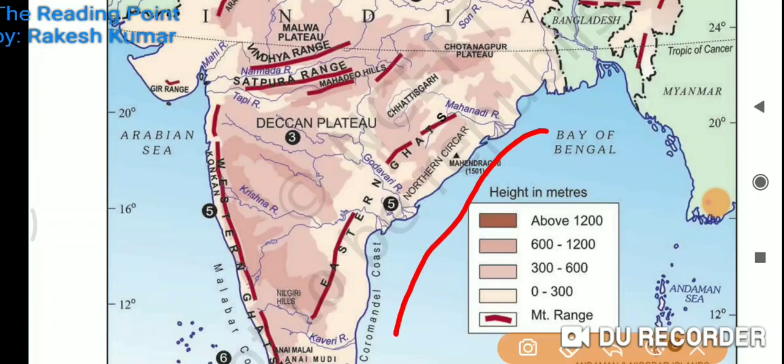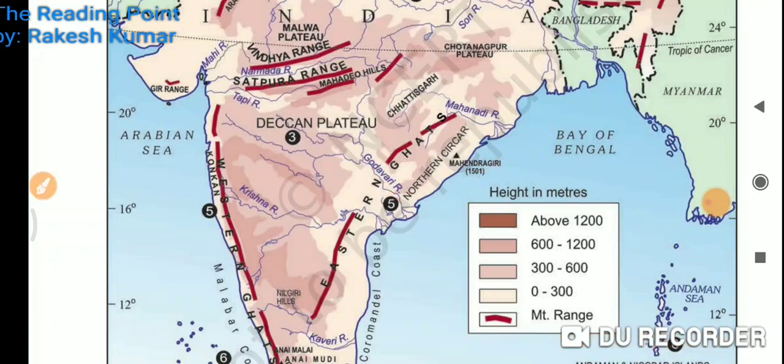Narmada and Tapi rivers, you can see here. Godavari, Narmada, Tapi. You have to locate these. Godavari is the longest river of peninsular India. That is why it is known as the Vriddha Ganga or Budi Ganga.